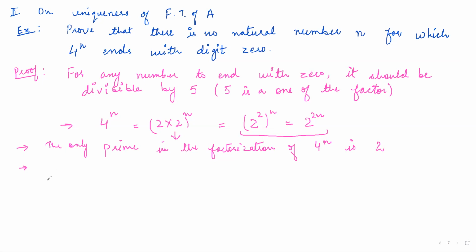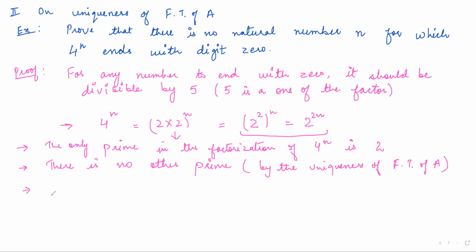Yes, ma'am. That's the theorem. It is saying that 4 to the power n is always 2 into 2 to the power n. So there is no chance that somehow a 5 will occur. So there we will write that there is no other prime. We are actually saying this by the uniqueness of the fundamental theorem of arithmetic. So it will always be 2 into 2, there's no chance of a 5 here. So that means 5 does not occur in the prime factorization of 4 to the power n, right?